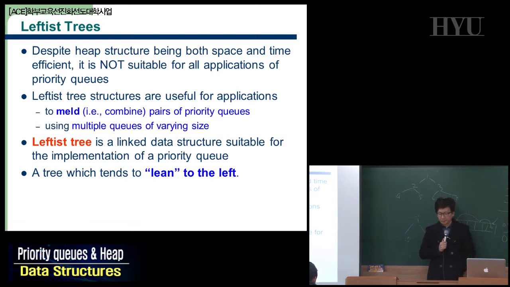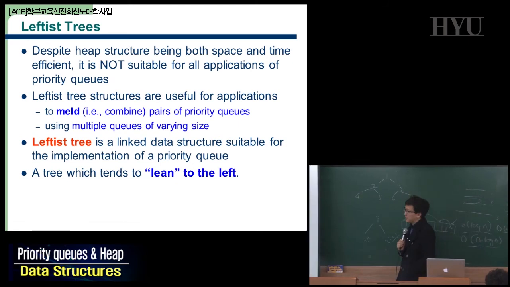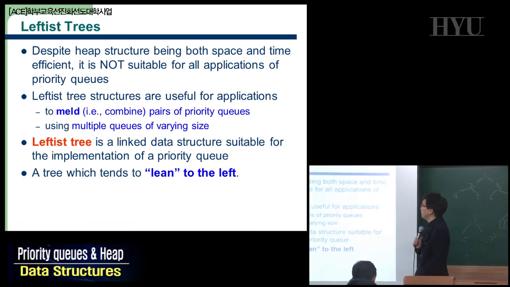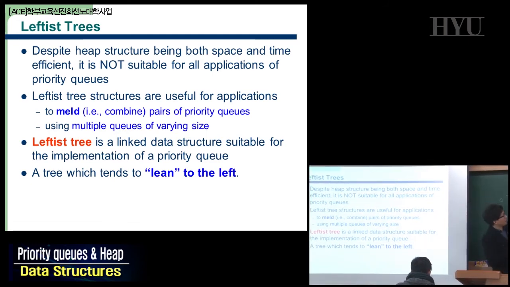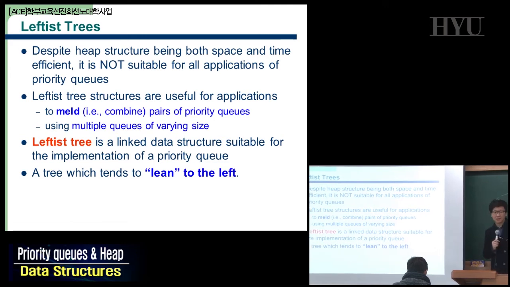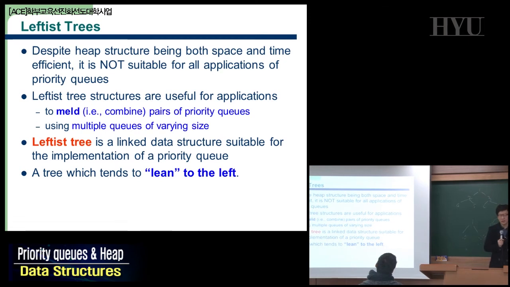Leftist tree. We know from the beginning it's a chain. It's a linked list, not an array anymore. So let's take a look at what it is. Despite the heap structure being both space and time efficient, time log n, space probably n, it's nice, but it is not suitable for all applications of the priority queue. Usually a linked list is a good way to represent a tree, right? So why not use a tree?